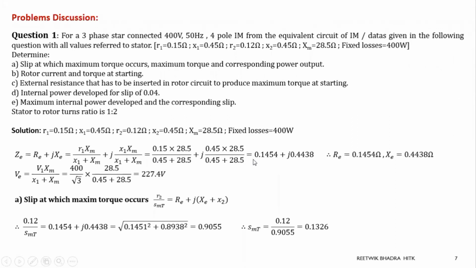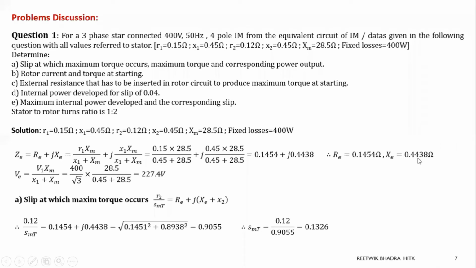0.4438. Now if you compare this A plus jB term with RE plus jXE, we can easily say that RE is equal to 0.1454, which is written over here, and XE is equal to 0.4438, which is written over here.